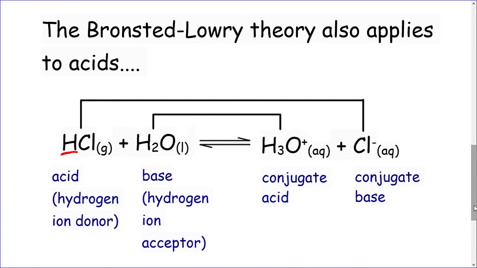So we have our acid, our hydrogen ion donor. Okay, so these are connected. We have our base, which is our hydrogen ion acceptor, and then our hydrogen ion donor is going to end up leaving us with chloride, which is the conjugate base. Remember, the conjugate base is what's left when an acid donates a hydrogen ion. The conjugate acid then is the one that picked up that hydrogen ion, and so it's our H3O that's here.